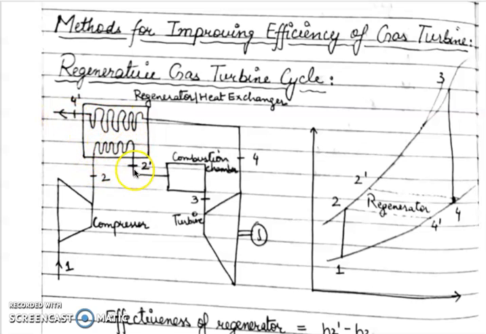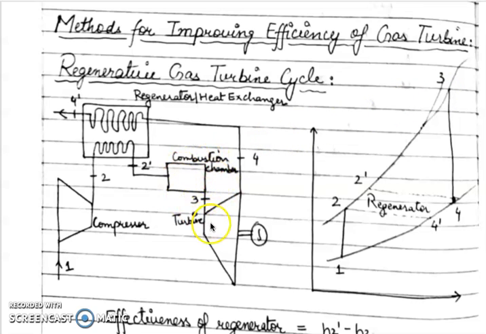This air, which has taken heat from the regenerator, which is supplying heat through the exhaust gases, will be sent to the combustion chamber, where now less fuel will be required for heating the air to condition 3. So economy will be obtained, the fuel consumption will be reduced, and the thermal efficiency will be increased by using this regeneration process.